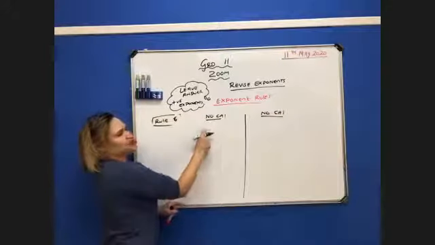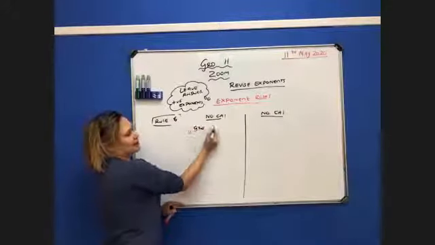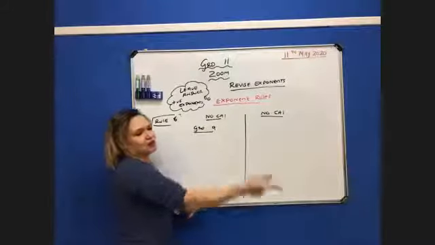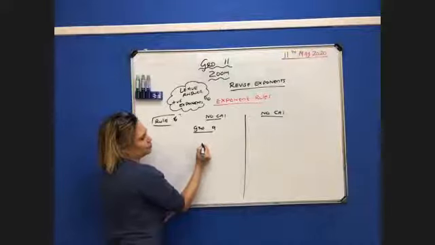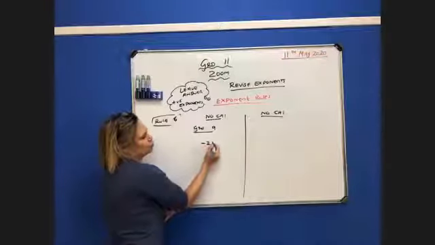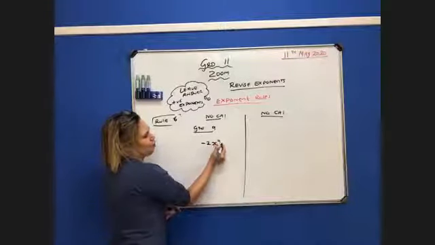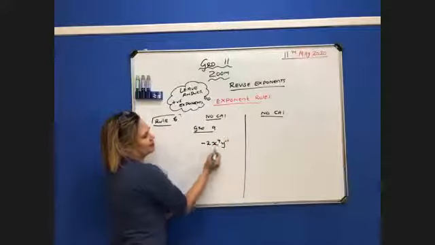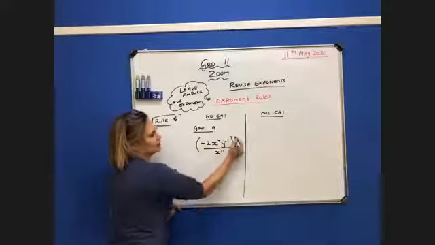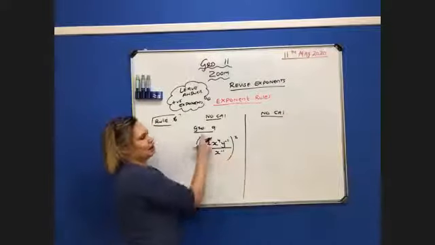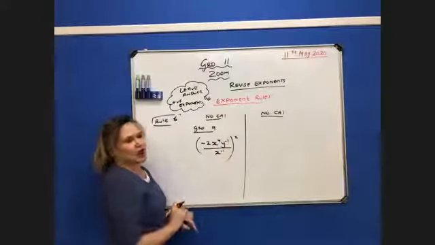Okay, this example is grade 9. So we're going back 2 years. So let's say I gave you minus 2x^4 y^-1 over x^-1, all squared. Now, guys, that's grade 9. So I want you to try it.